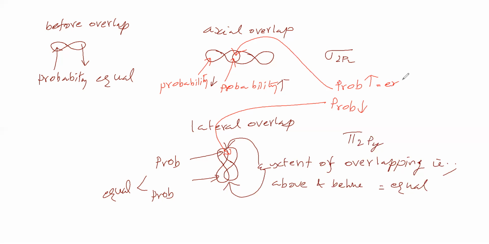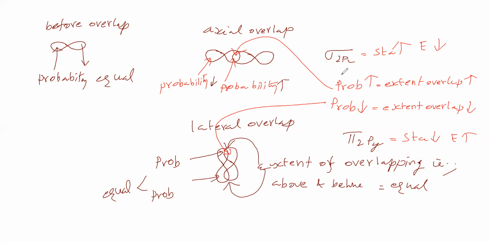Therefore, in this case, the extent of overlapping will be high. Here in this case, the extent of overlapping will be low. Higher extent of overlapping means this molecular orbital will have higher stability. This molecular orbital will have lower stability. Higher stability means the energy will be low, and this energy will be high. Therefore, sigma 2pz energy will be low, whereas pi 2py energy will be high.